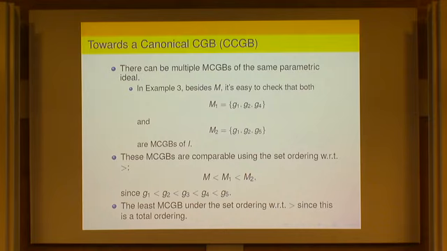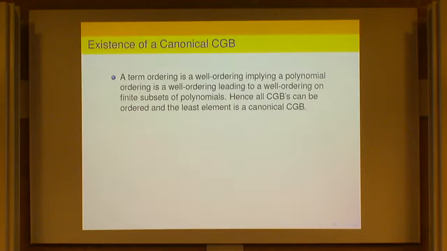But you can compare them because you have a well ordering or a total ordering on polynomials, which you can extend to total ordering on finite sets of polynomials. So you can compare them and you can get the least one. So then you will think that this least one might be the canonical one. The answer is no. So that's the punchline now.